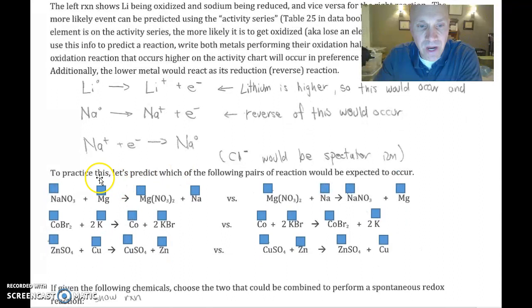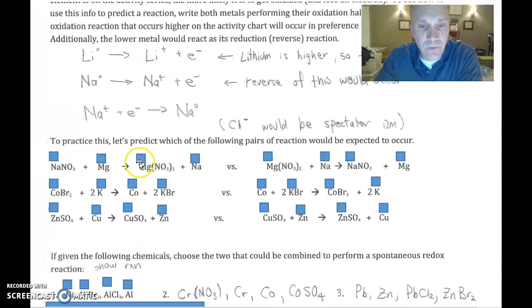So to practice this, I've given you a couple of different reactions, where the thing on the left is just the reverse of the thing on the right, and the reaction would be likely to occur in one of the directions. So how are we going to do this? Well, first of all, we need to figure out whether an oxidation or a reduction is occurring. So what I'm going to do here is just show the oxidation number of all these metals.